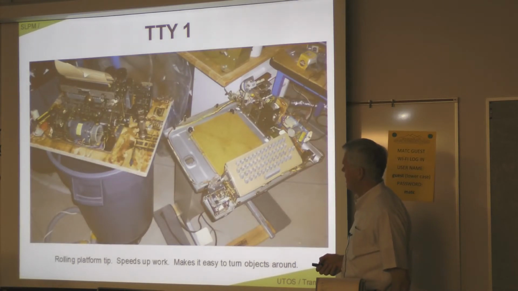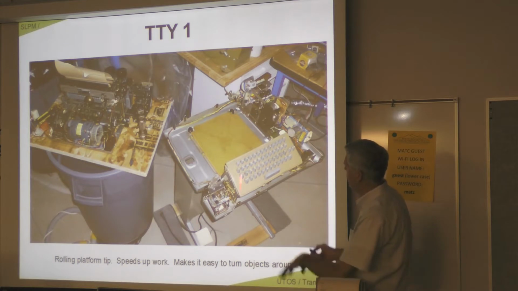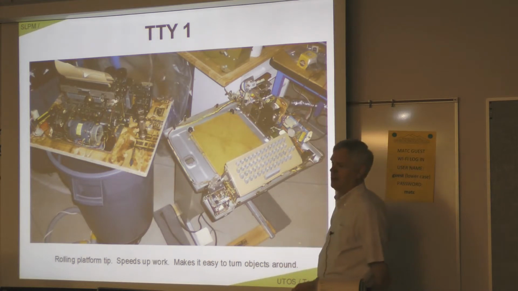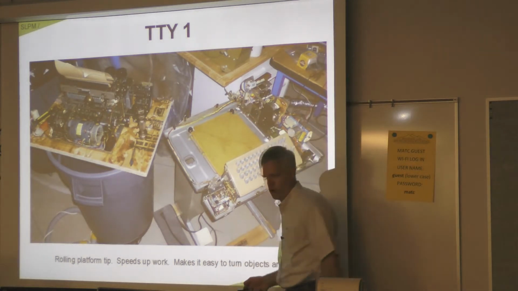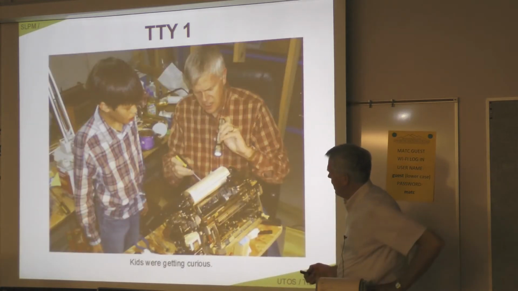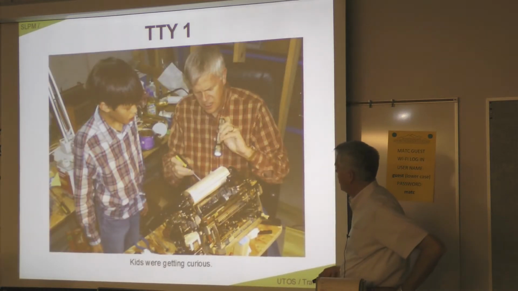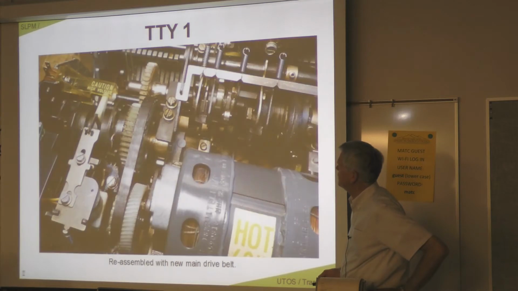Another trick is to use movable devices to put them on. So you can spin this machine around. If you're fixing this and you want to look at that, you just spin it around, and you don't have to worry about putting it on your workbench. And the kids were getting curious. What was going on? What were these machines going to do?